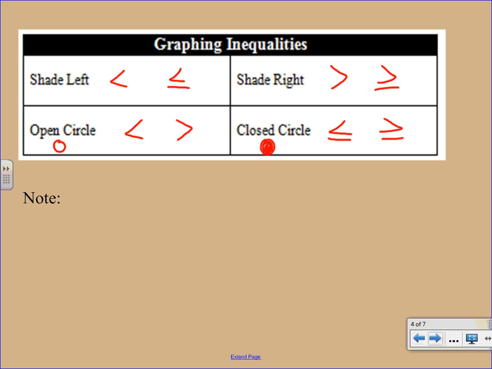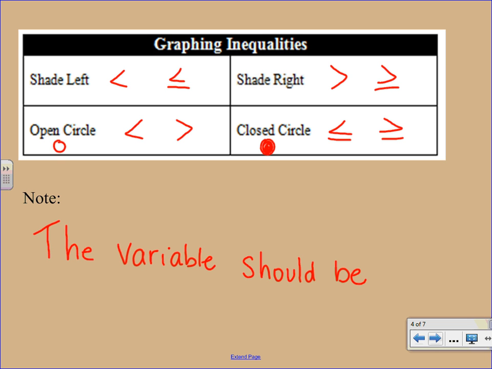One additional note here, the variable should be written first. Otherwise, you could accidentally end up shading in the wrong direction. So you would want to say x is less than 2. You wouldn't want to say 2 is less than x, because then you might shade the wrong way according to this table. So the variable should be written first.